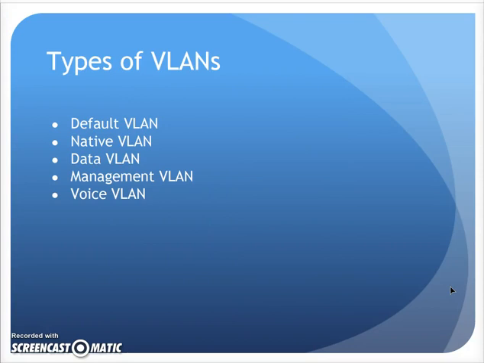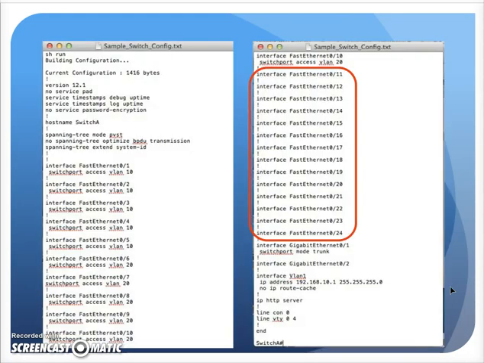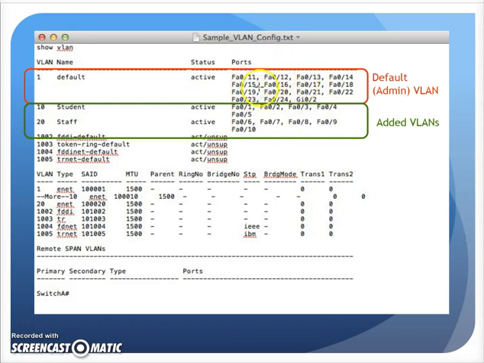Last thing they mention is types of VLANs. I do have default, native, data, management, and voice. Default is the one we said before. All the ports are in there by default. Just like this right here. All the ports are in there by default.